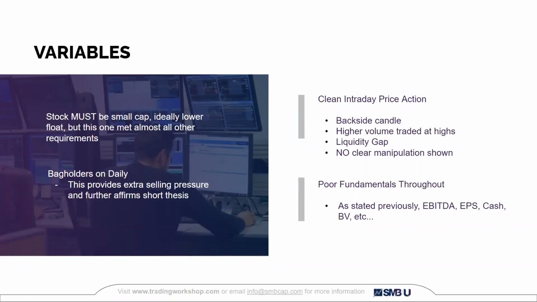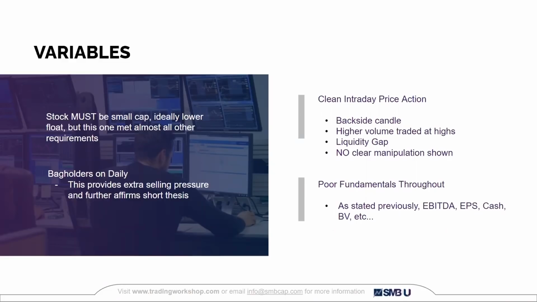I also enjoy when there's a liquidity gap, so the price extends quickly. That gives less time for bids to stack underneath. Whereas if something grinds up, there's a lot of bids that are stacking. There's a lot of time for people to set orders and stack the bids there.